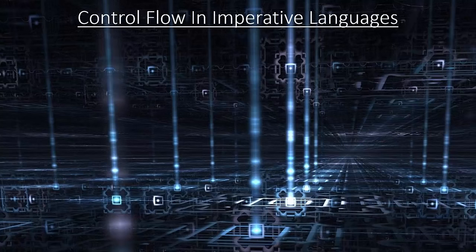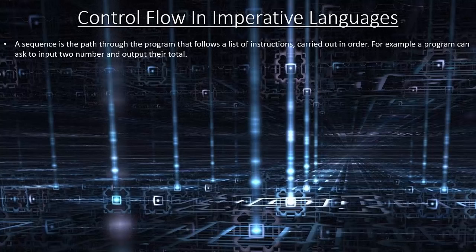Control flow in imperative languages. A sequence is the path through the program that follows a list of instructions carried out in order. For example, a program can ask to input two numbers and output their total.